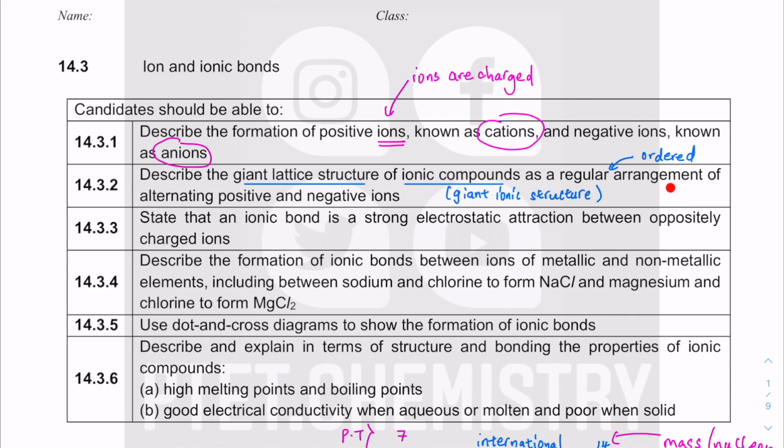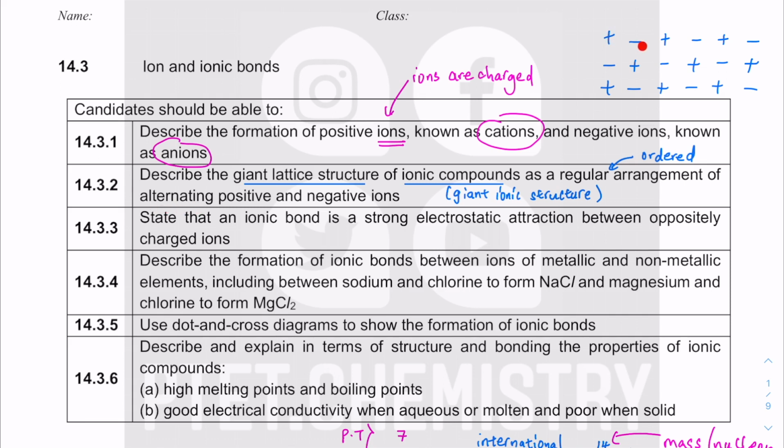Regular means ordered arrangement of alternating positive and negative ions, meaning to say positive, negative, positive, negative, positive, negative, positive, negative, positive. So it's alternating, meaning to say it's not all plus, plus, plus, it's plus, minus, plus, minus, etc. So that is what is meant by alternating.